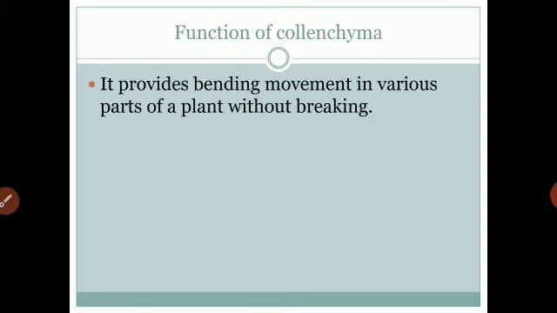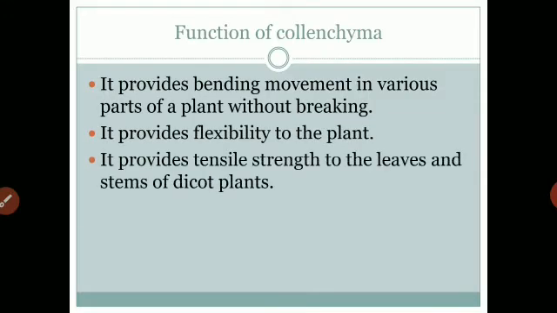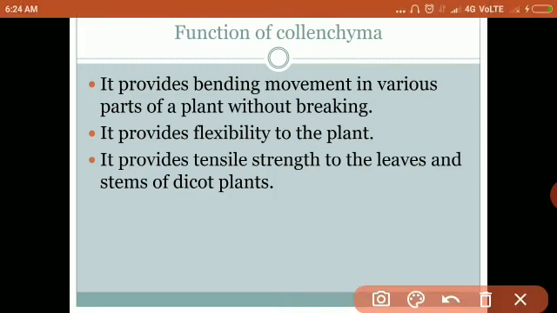Okay, so what are the functions of collenchyma? Collenchyma cells provide tensile strength, they provide flexibility to the parts of the plant, and therefore they provide bending movement in various parts of the plant. Bending means it will bend but it will not break. Like when the wind blows, the leaves and branches bend, but they do not break. Why does this happen? Because of the presence of collenchyma, they are flexible and have tensile strength. So flexibility, tensile strength, bending movement, this is all provided by collenchyma.